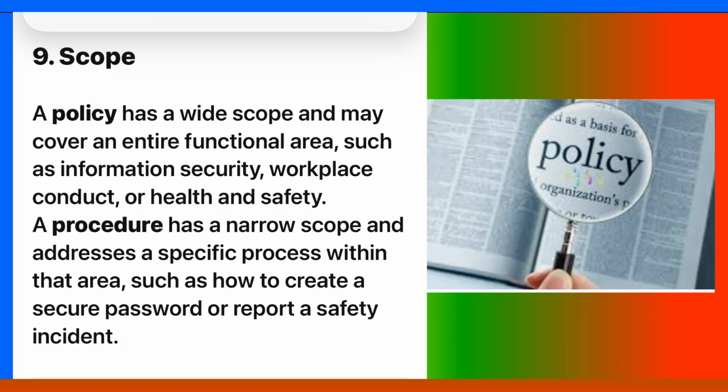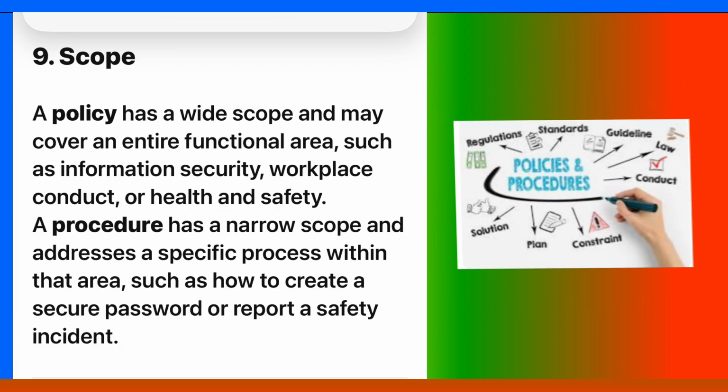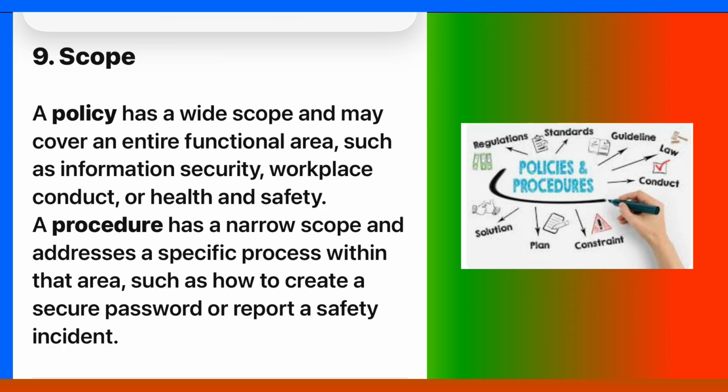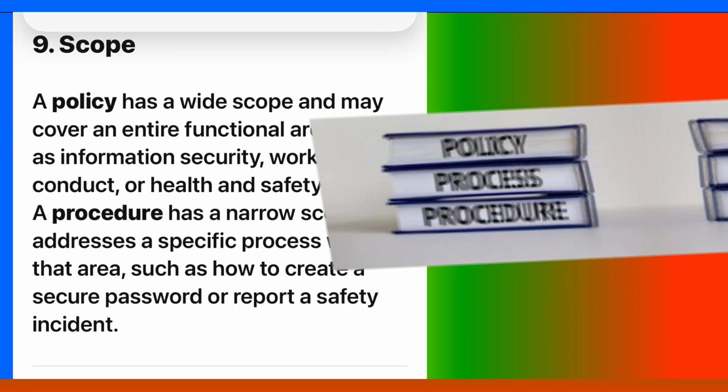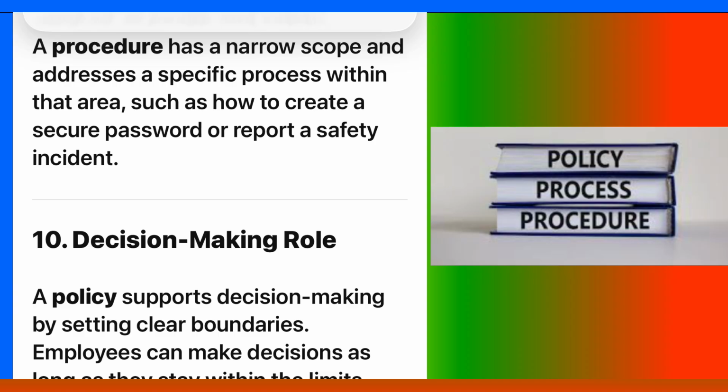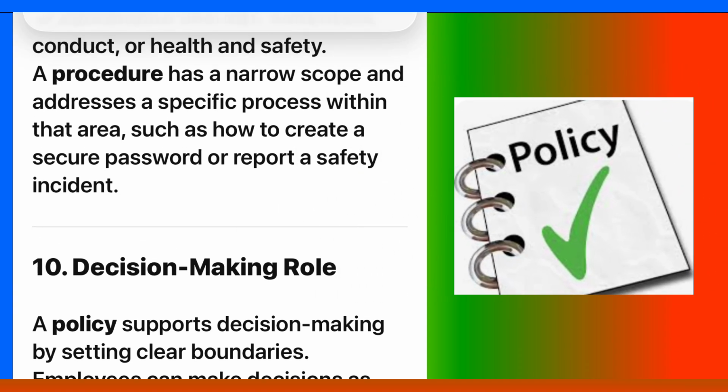9. Scope. A policy has a wide scope and may cover an entire functional area, such as information security, workplace conduct, or health and safety. A procedure has a narrow scope and addresses a specific process within that area, such as how to create a secure password or report a safety incident.